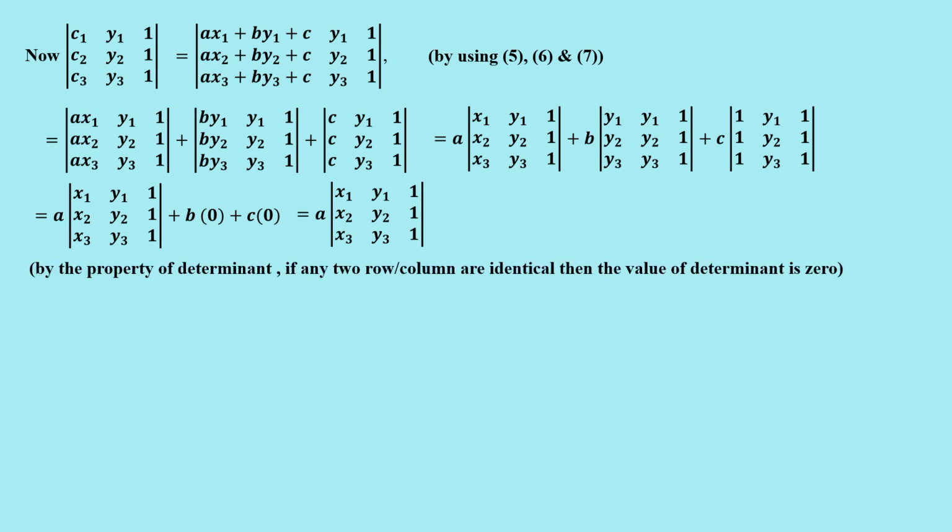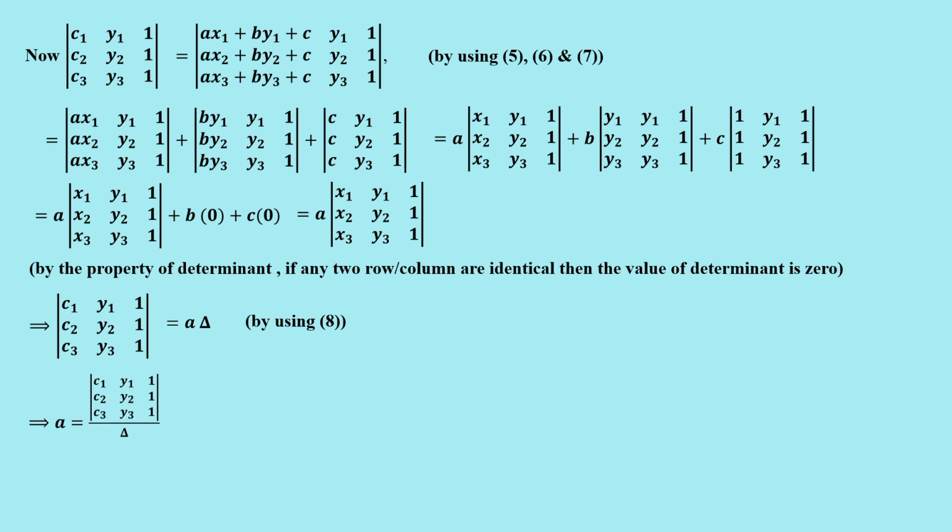So now next, this implies the determinant c1, c2, c3, y1, y2, y3, 1 1 1 is a into this value, which is delta; we have kept it as delta, right? So a into delta, that is the eighth equation. Now a is equal to the determinant c1, c2, c3, y1, y2, y3, 1 1 1 by delta. So a value is nothing but 2g, a is 2g, right? So 2g is equal to a is equal to the determinant c1, c2, c3, y1, y2, y3, 1 1 1 by delta. That is equation number 9.